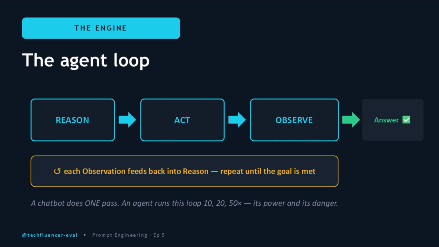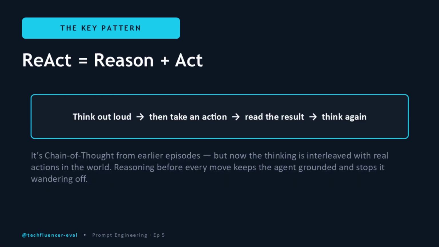The most influential way to run that loop has a name, ReAct, short for Reason Plus Act. Before the model takes any action, it writes out its reasoning in plain language, a thought. Then it picks an action. Then it reads the observation. Then it thinks again. By forcing the model to think out loud before every move, ReAct keeps it grounded and far less likely to wander off. It's chain of thought from our last episodes, but now the thinking is interleaved with real actions in the world. That's the leap. Let me make that concrete with a real trace.